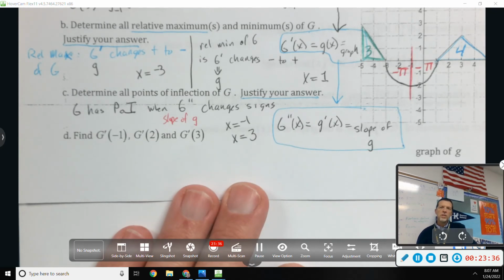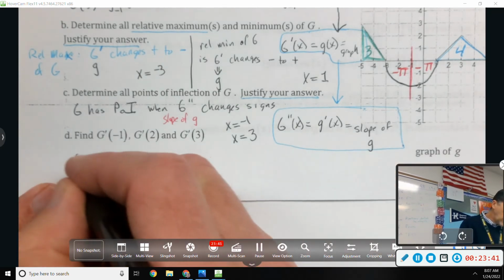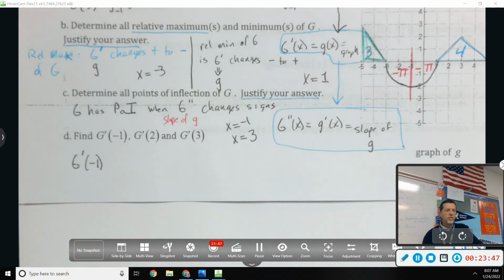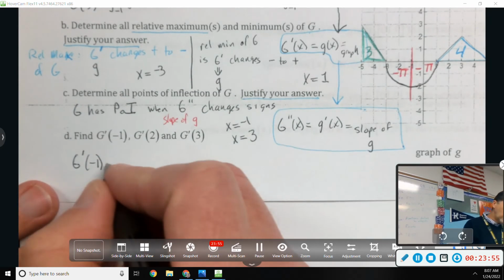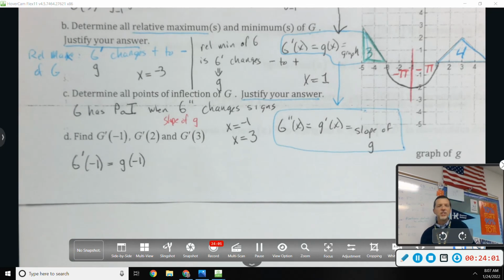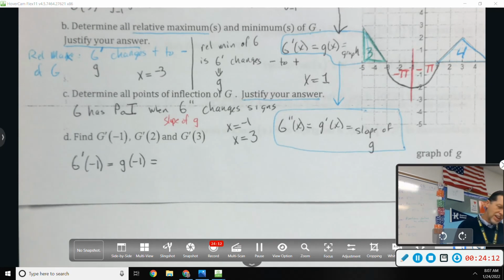Part D, we haven't done one of these yet. Big G prime of -1. But what's big G prime equal to? Little g. So instead of G prime of -1, let's find little g of -1. How can I find little g of -1? Look at the graph. So these are really easy problems to do once you get the concept down. So g of -1, just looking at the graph, what's that equal to? -2.